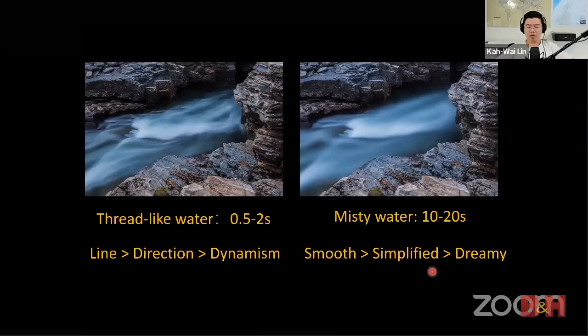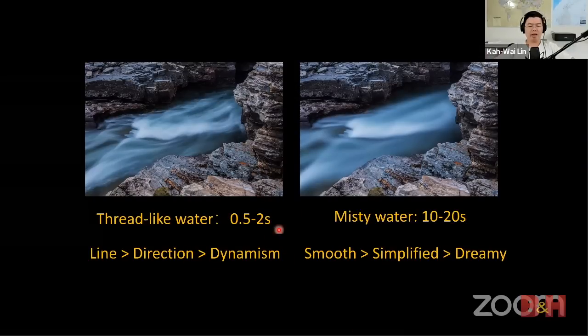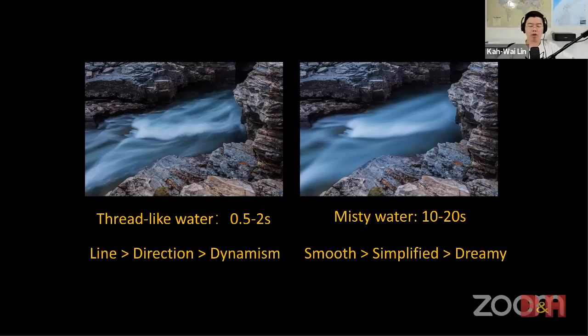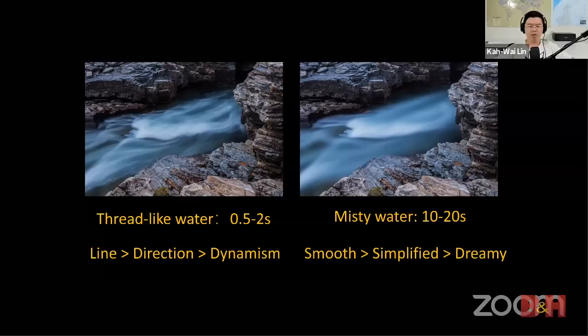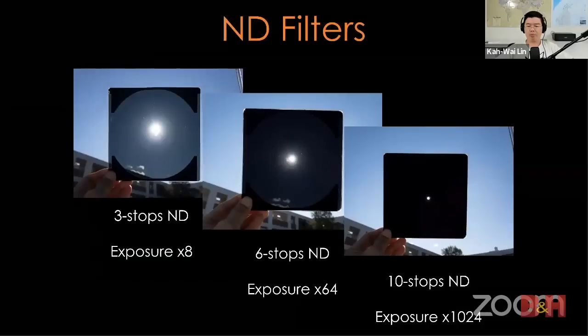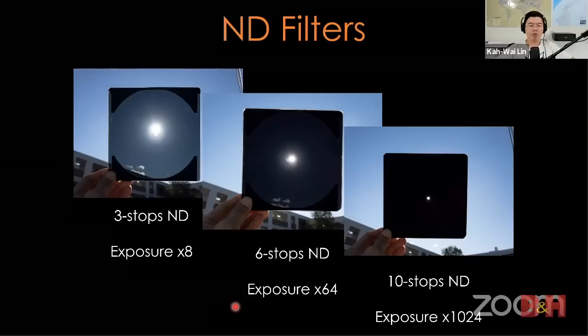That being said, when you shoot a waterscape, you don't need extremely long exposure time. If you want to make water look dynamic, like it's flowing, all you need is 0.5 to 2 second exposure. If you want to make water look smooth, misty, dreamy, simple, romantic, all you need is 10 to 20 second exposure. As simple as that. In most cases, we rely on lower ISO or smaller aperture to extend exposure time. But if none of them work, then we have to rely on a 3-stop or 6-stop ND filter to lengthen exposure time.